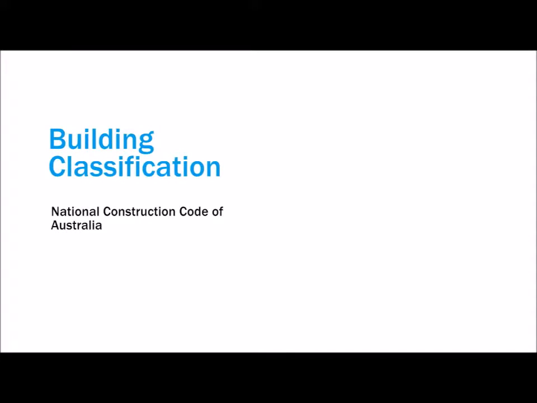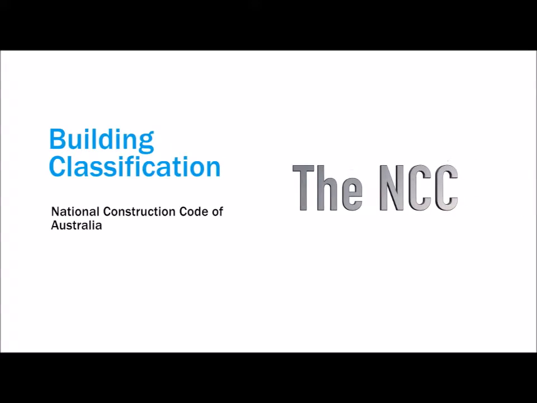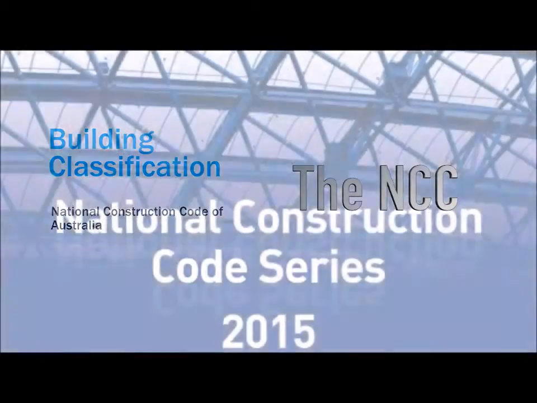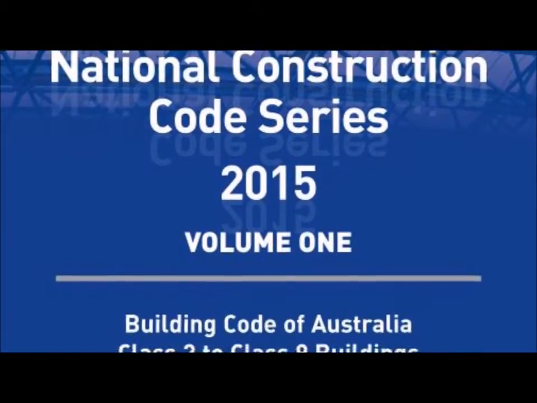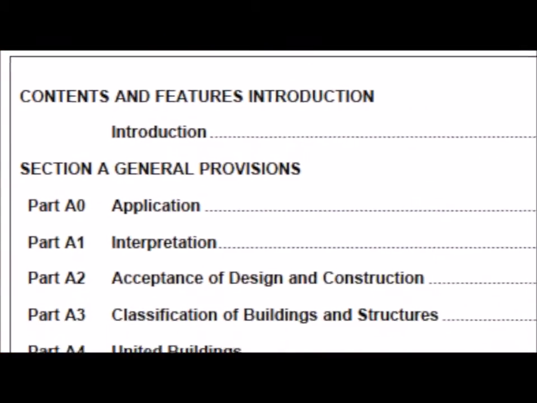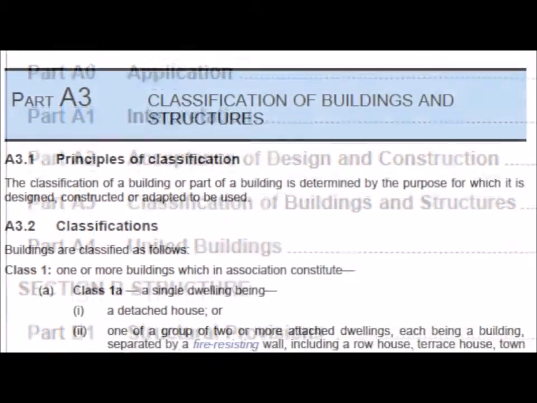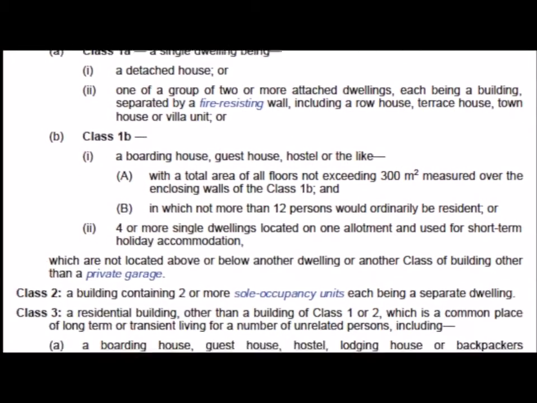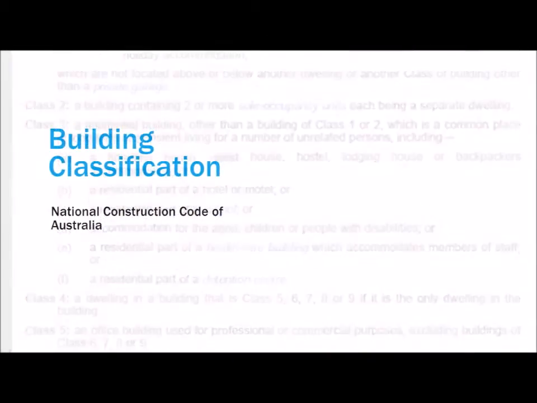Classification of buildings and structures are defined in Part 3A, Volume 1 of the NCC Building Code. How the building or part of a building will be utilised will determine the classification under which it falls. There are 10 classifications of buildings in the code.